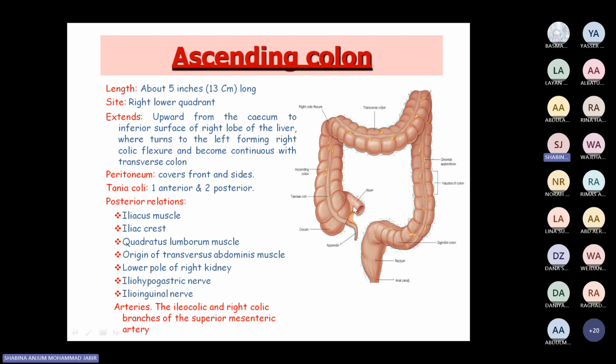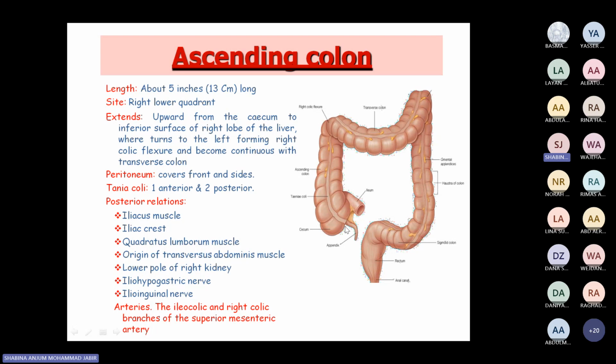Okay, so we have the next organ, the ascending colon. It is about 13 centimeters and is present in the right lower quadrant. So what is the extent? Just now we have already seen that it will ascend upward towards the inferior surface of the liver, from where it will make a flexure and go into the center. It will be covered by the peritoneum in front and on the sides.